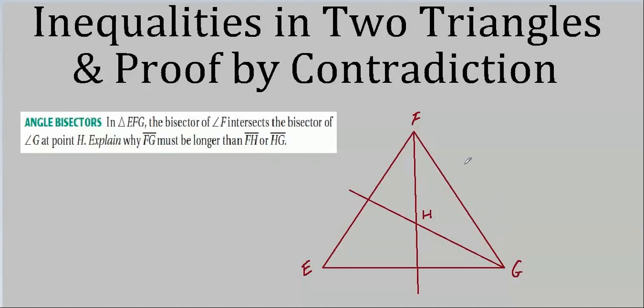And they have given us that FH and GH are angle bisectors. Now, we know some things it's tempting to throw in, but in the end I don't think it'll help. For instance, FH plus HG is larger than FG. But that doesn't say that FG has to be larger than either one of them, taken individually.